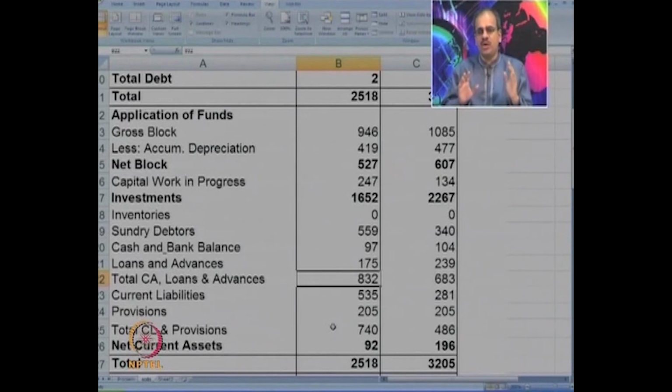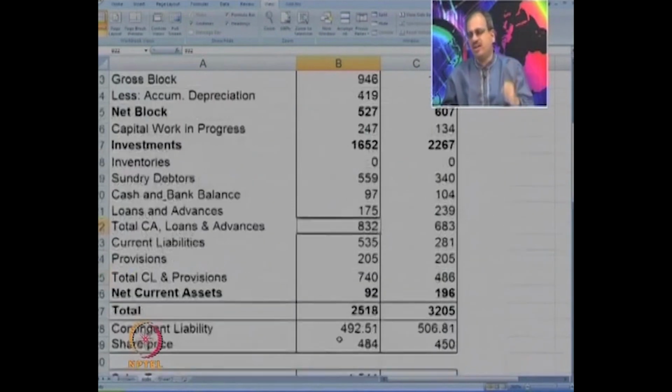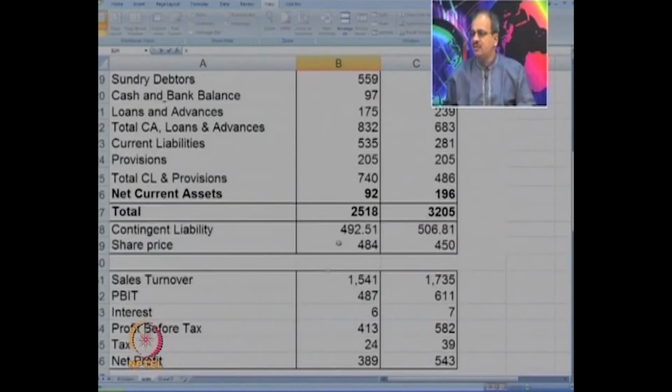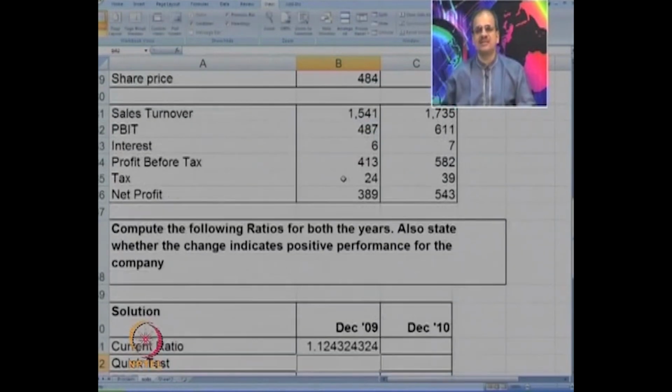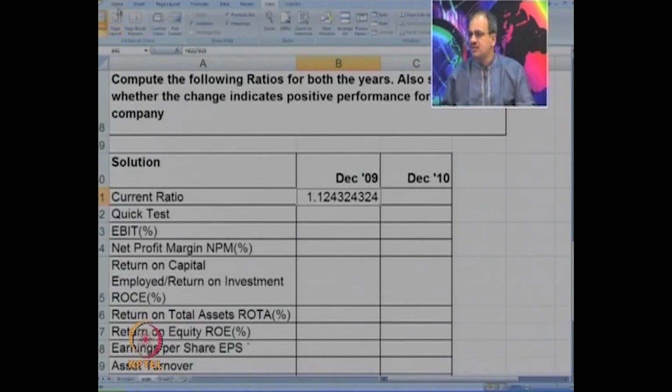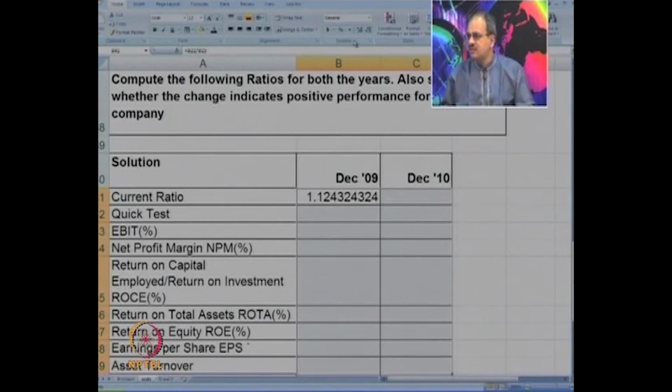Okay, I am just going slowly. Please try to solve it along with me so that you will really understand how we can calculate the ratios. So, in current ratio, I am going to relate current assets and divide it by current liabilities. Okay. So, you get this ratio. I will just reduce the number of decimals to make it readable for all of us.